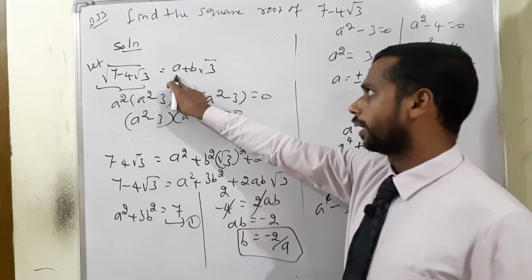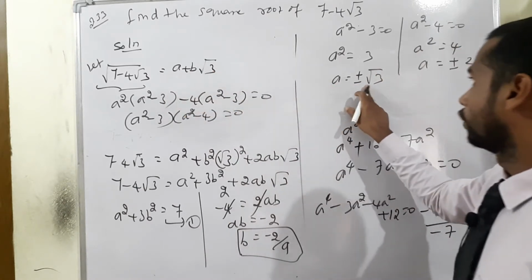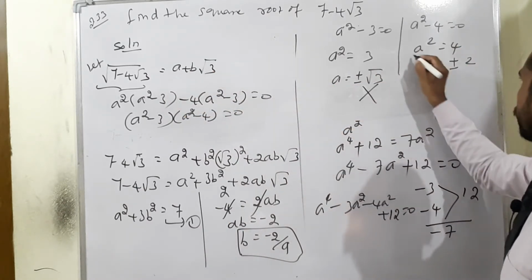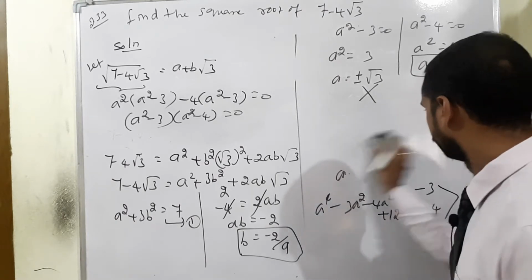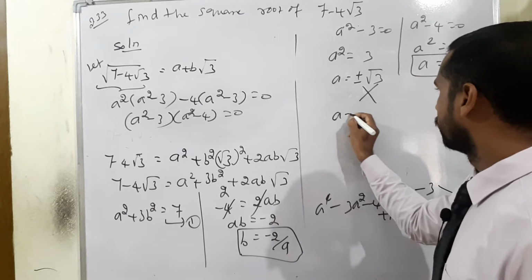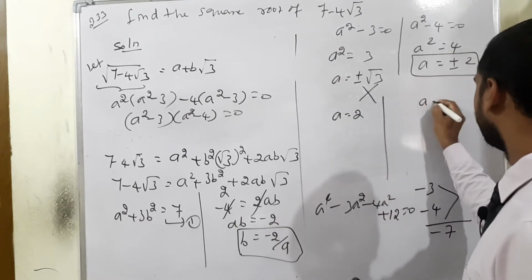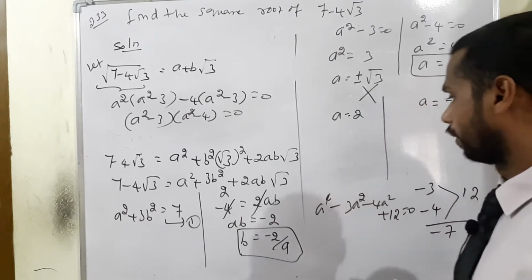Already we have taken the condition for the rational term, so a equal to plus or minus root 3 is actually of the square root form. This is not possible. We consider a is equal to plus or minus 2. What will happen? a is equal to positive 2, and a is equal to negative 2.